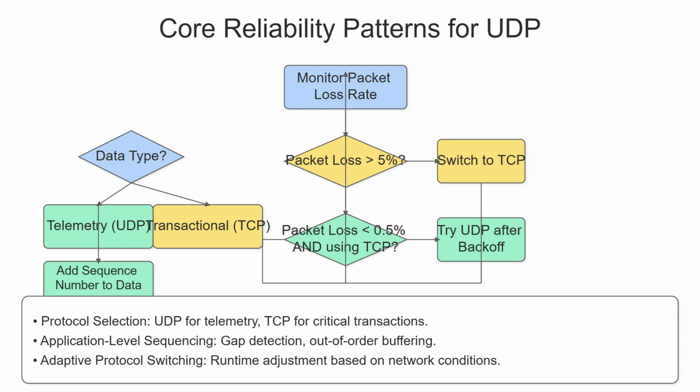Finally, adaptive protocol switching is key. Network conditions are rarely static. Your system should dynamically switch to TCP if packet loss exceeds a threshold, say 5% over a 60-second window, and then intelligently attempt to switch back to UDP when conditions improve, using an exponential backoff to prevent rapid, destabilizing oscillations. This prevents alerting fatigue and maintains throughput.